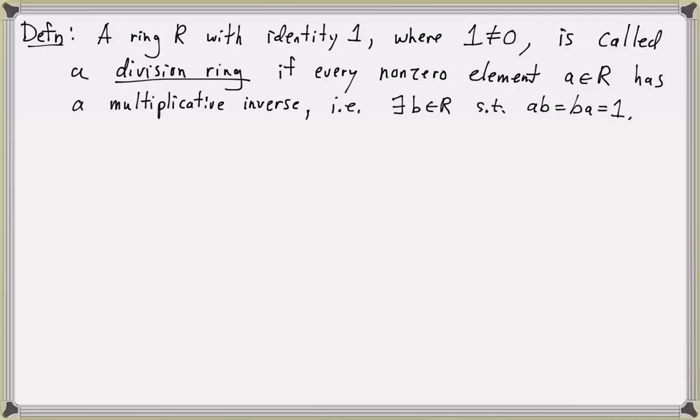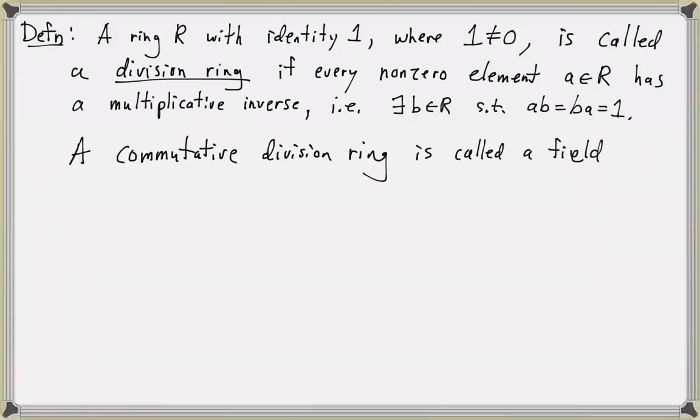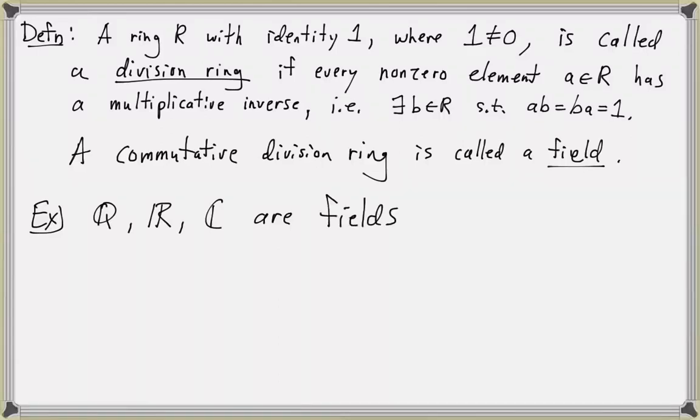If this ring is commutative, then we call this division ring a field. So a commutative division ring is called a field. Some common examples of fields, as I mentioned earlier, are the sets of rational numbers, real numbers, and complex numbers. These are fields because every non-zero element of these sets has a multiplicative inverse, and these are commutative rings.